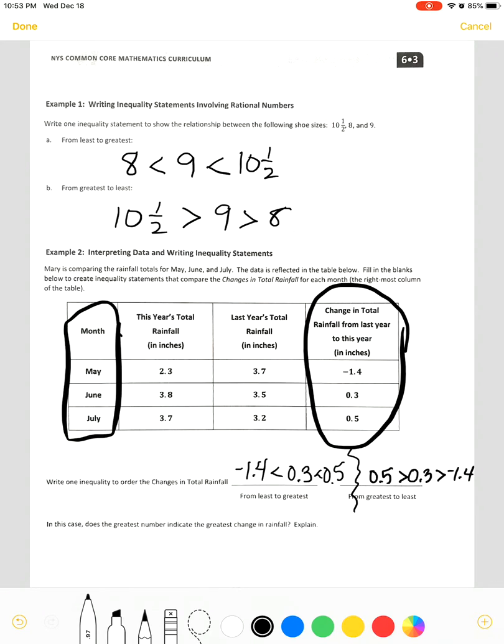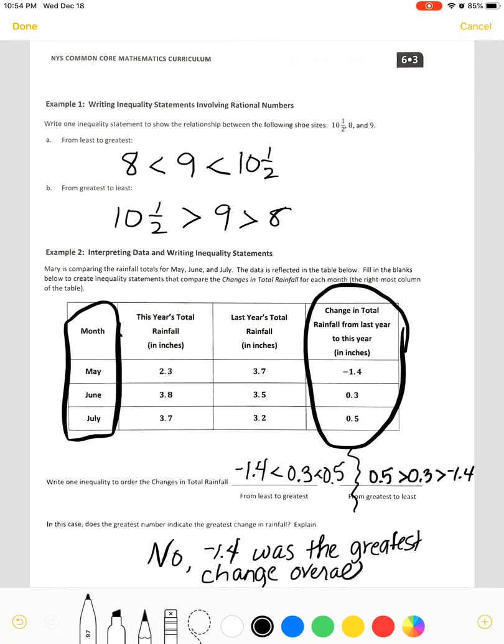Okay, so does the greatest number indicate the greatest change in rainfall? No. Negative 1.4 was the greatest change overall. Right, so we'll talk about that. It has a bigger magnitude, but again, we will talk about that later.